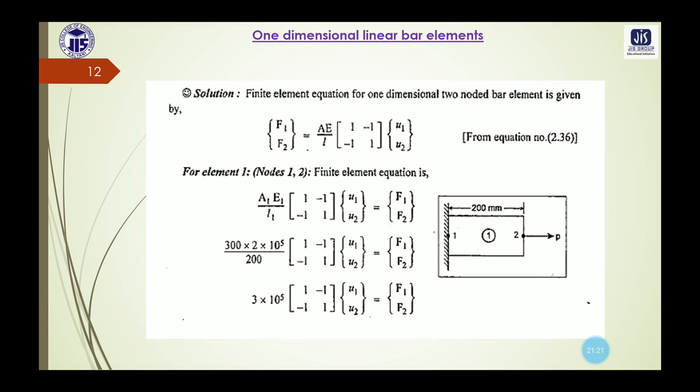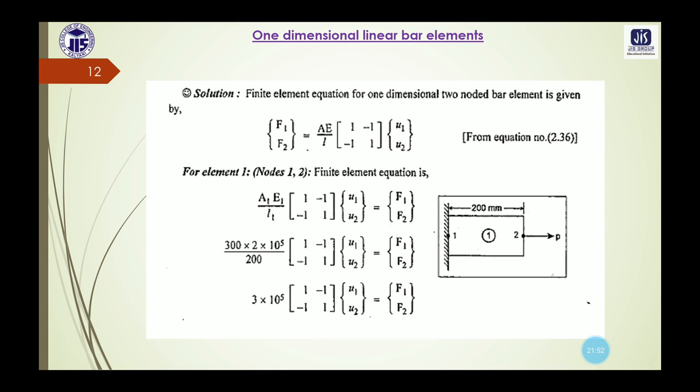Now a similar procedure we need to apply here that we have discussed for the first numerical in this lecture. So first we need to calculate the global force vector. So let us first write the finite element equation, which is given here.